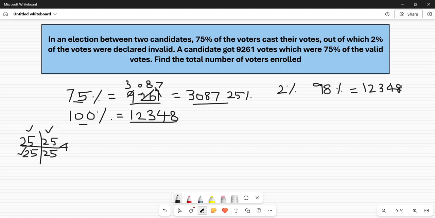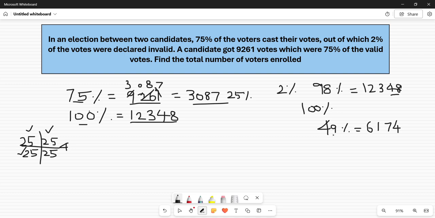So okay, we need to find 100%, but we got 98%. Okay, so this is challenging, but it's possible with multiple steps. So let us try. 98%. It's an even number, right? So 49% we will get a whole number answer. So 1 2 3 4 8 6 1 7 4. So 49% is 6174.